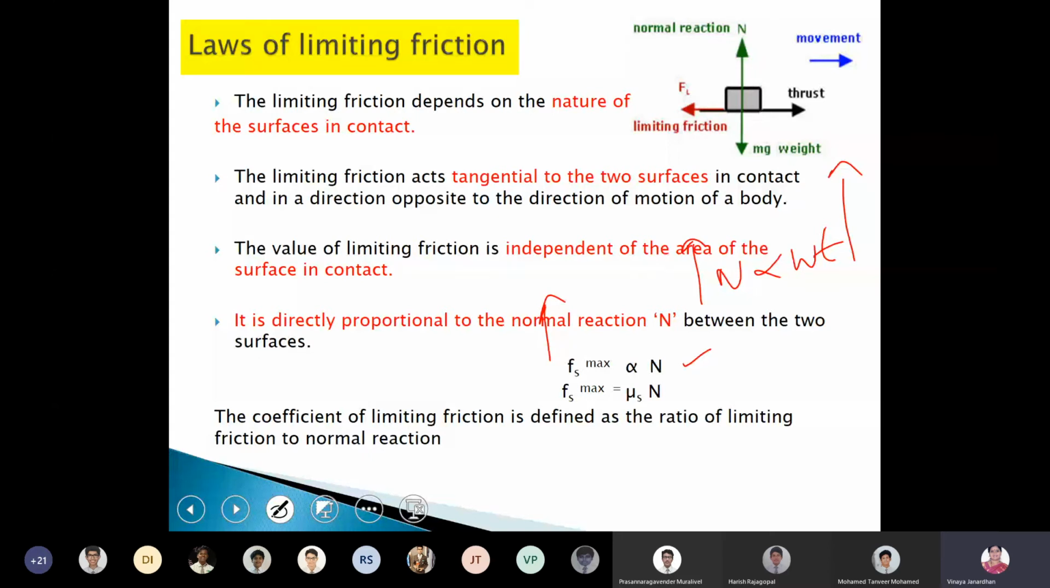Now, do you know what you mean by constant of proportionality, boys? You know what is meant by constant of proportionality? Yes, ma'am. What do you mean by that? Okay, right. Usually it doesn't depend on any other factors. See, suppose you go for F is equal to m into a. This is the concept. Force is proportional to acceleration. Do you agree with this?